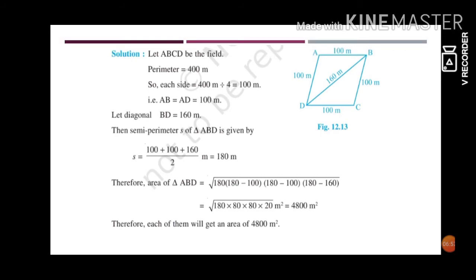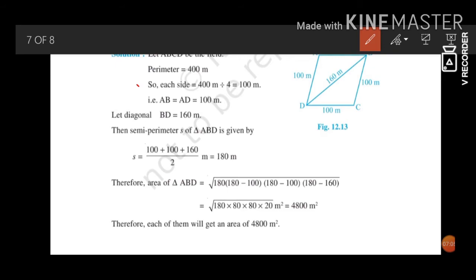So ABCD is a field with perimeter 400 meter. So each side will be 400 divided by 4, which is 100 meter. And in a rhombus, all 4 sides are equal. So AB and AD are 100. Also BC and DC are 100. And one of the diagonals is given as 160. So let one diagonal BD be 160. So now we have 3 sides of a triangle. This is an isosceles triangle, and we know we can apply Heron's formula in an isosceles triangle as well.